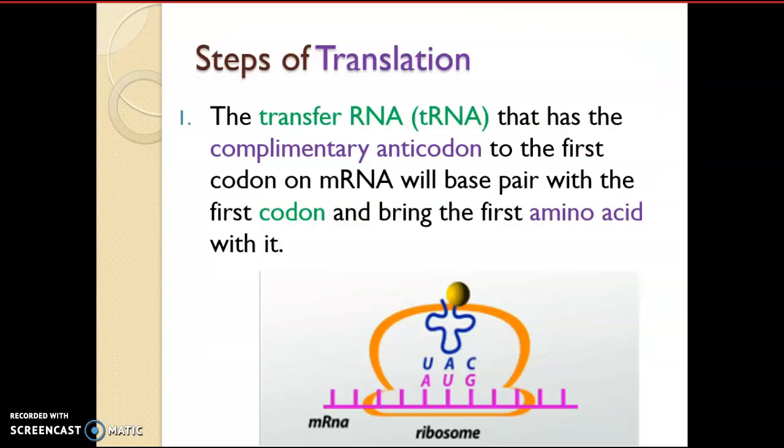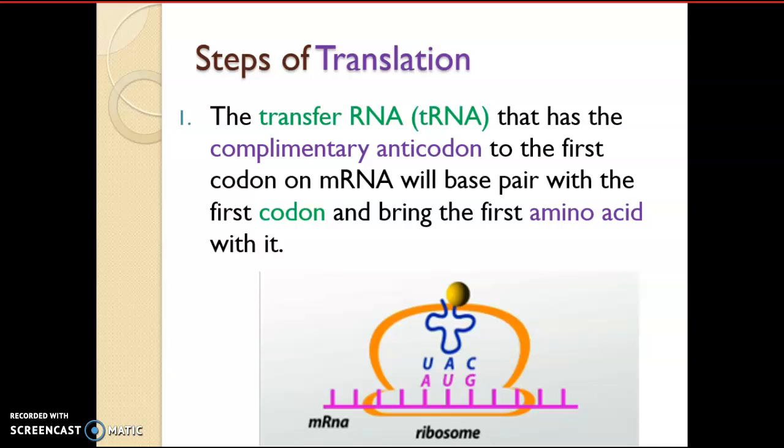Well, the first step of translation is that once the mRNA is bound to the ribosome, the transfer RNA that has the complementary anticodon to the first codon on mRNA will base pair with the first codon and bring the first amino acid. So basically, guys, as the ribosome is reading AUG on the mRNA strand, the tRNA molecule that has methionine, the appropriate amino acid, will have the complements of AUG. We already learned that A pairs with U, and G pairs with C. So that anticodon would read UAC.